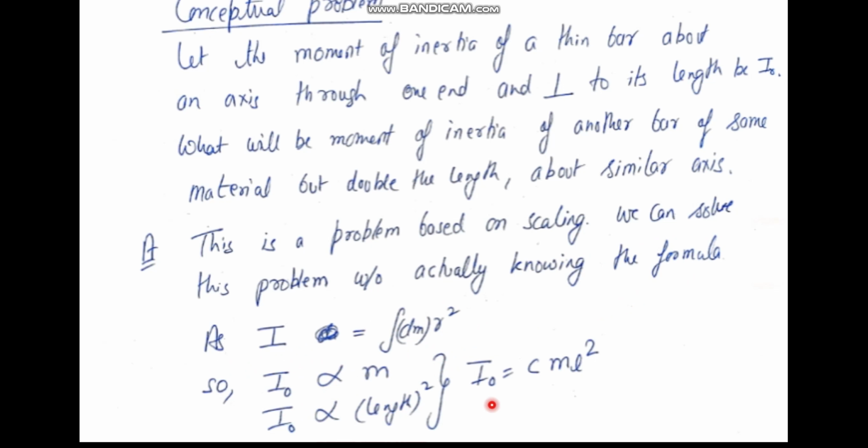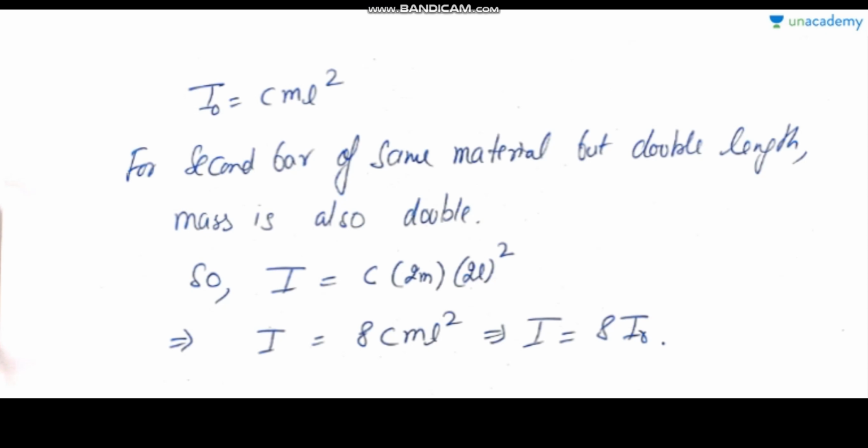So I can say that the moment of inertia of the bar must be somehow proportional to m into L square. So I say I naught is equal to cml square. I don't know the value of c, but I don't actually need to know it. Now suppose I naught is cml square, and I have a second bar of same material but double length. If we have same material and the length is doubled, then the mass is also double.